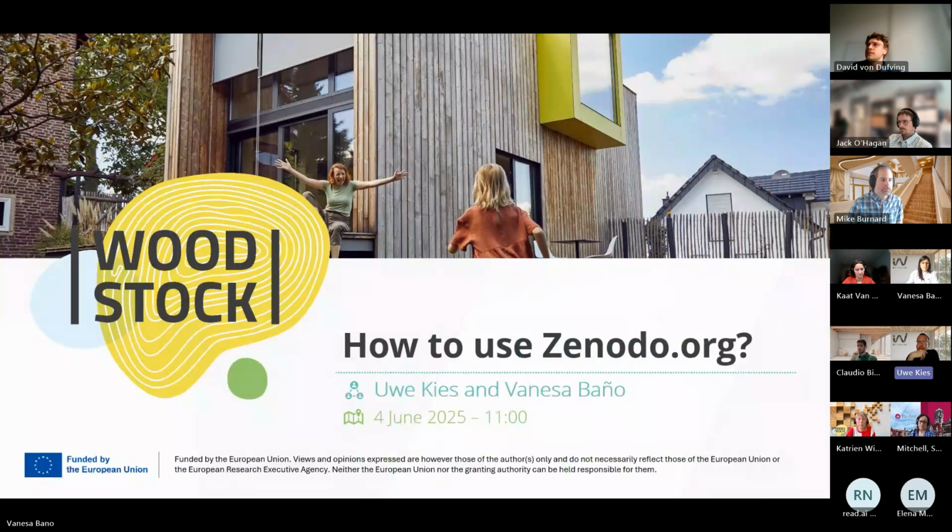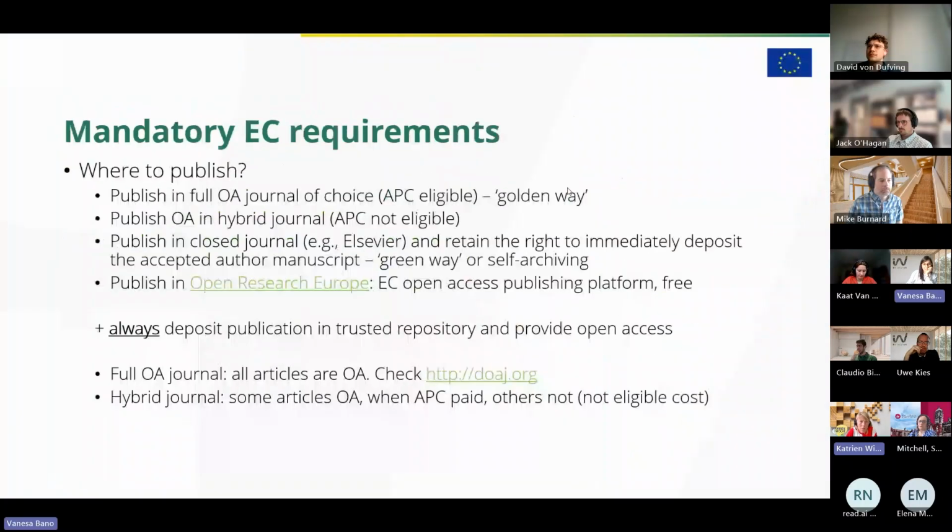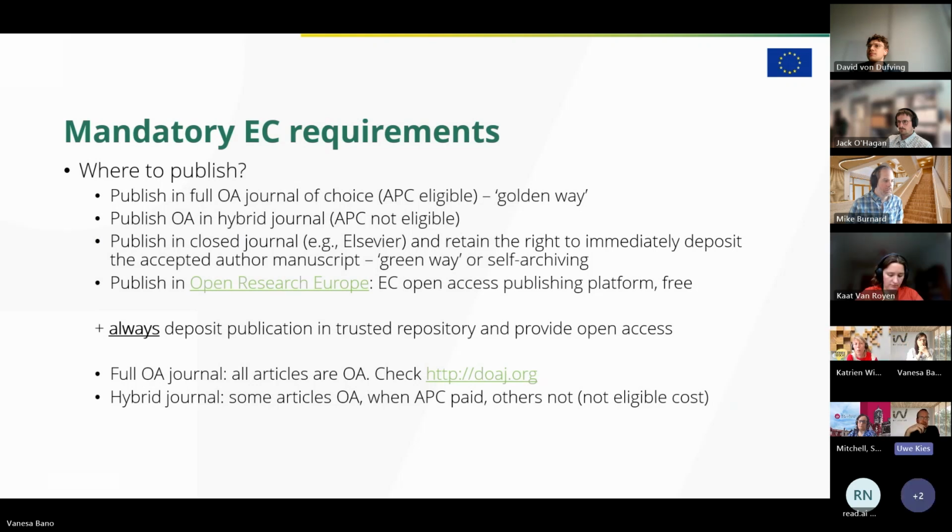And could you explain what this means, that you can immediately deposit an article if it's not in an open access? That was the third point on your slide. Vanessa, could you go to this one? You retain the right to immediately deposit the accepted manuscript. What does that mean? Deposit? So that you put it in the repository and you give open access via the repository. But why is it then a closed journal? They will not accept that.